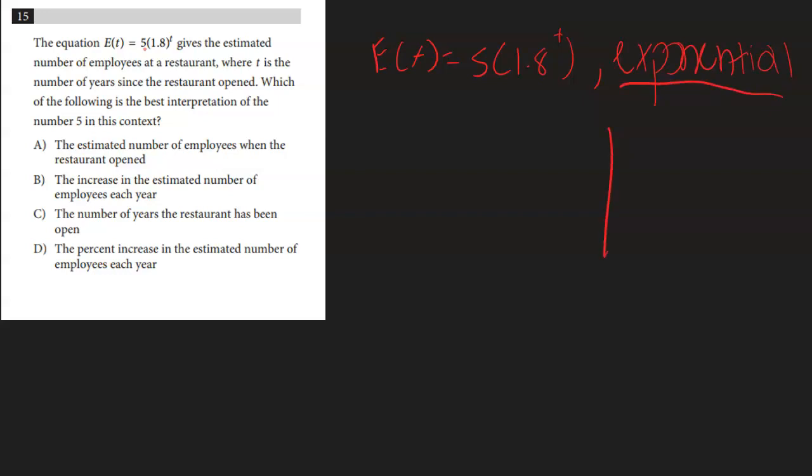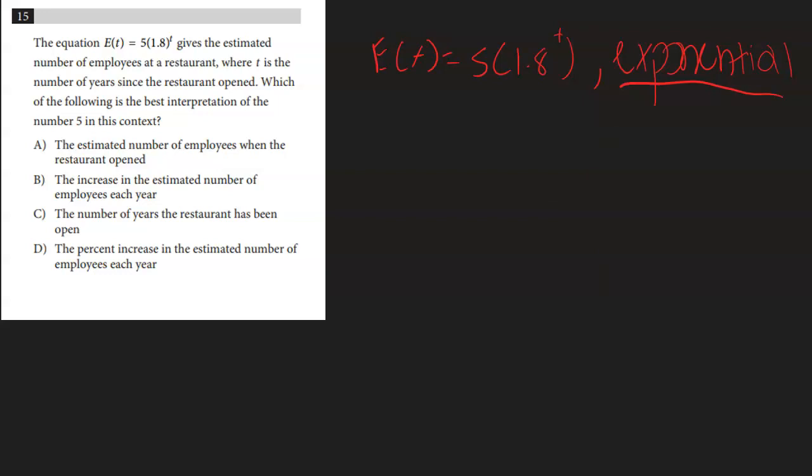All right, number 15. So they're giving us the equation E(t) equals 5 times 1.8 to the power of t. So anytime they give you an equation where a number is to the power of a variable, they call this an exponential equation. So a linear one would look like this, but an exponential one would look like this. It grows exponentially. And so we know it's not going to grow at a constant rate.